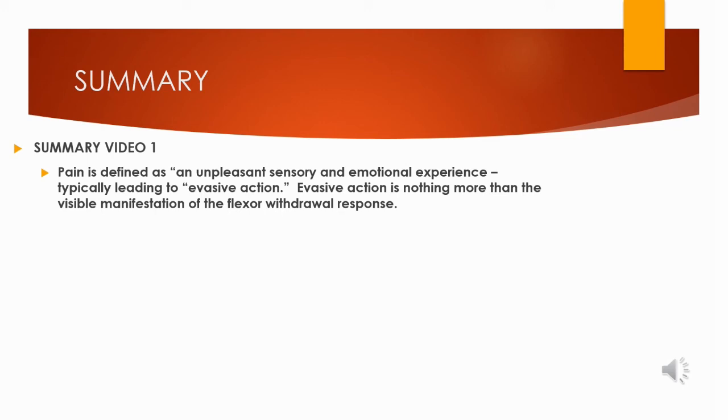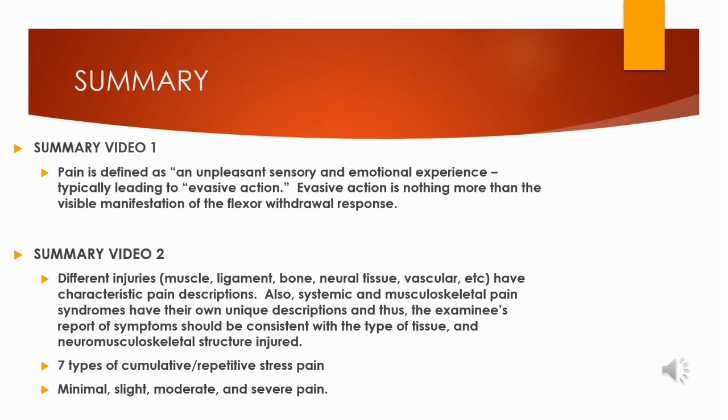In session 2, we also talked about 7 types of cumulative trauma or repetitive stress pain. And we also talked about the 4 different types of pain previously used in the workers' compensation system related to the 1997 Permanent Disability Rating Schedule, wherein we employed the words of art to describe the subjective factors of disability. And those words of art included minimal pain, slight pain, moderate pain, and severe pain.